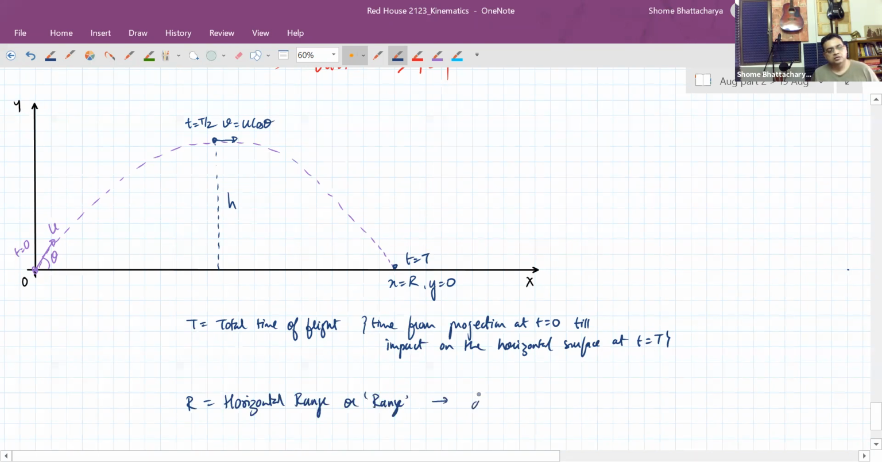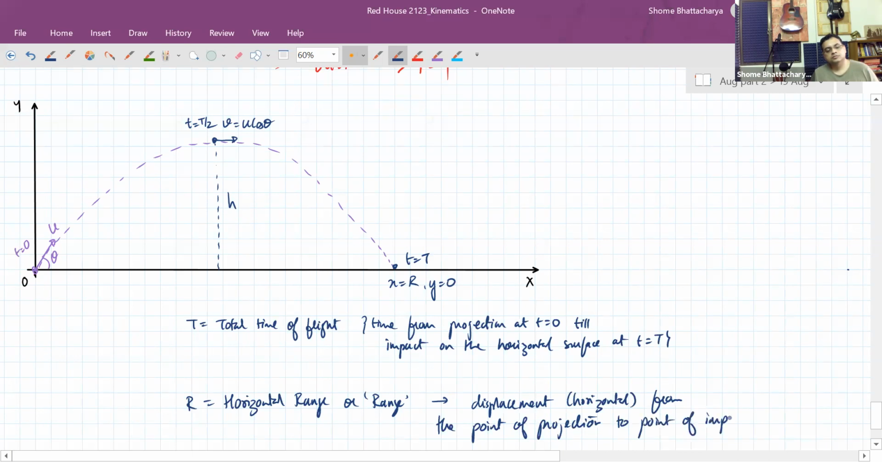So that is the displacement, the horizontal displacement you can see, from the point of projection to the point of impact. And the third thing here is h, which is the maximum height from the horizontal level. So we will see that all these three important parameters depend on the projection speed u and the angle of projection theta. And their values can be calculated by making use of the four fundamental equations that we discussed earlier.